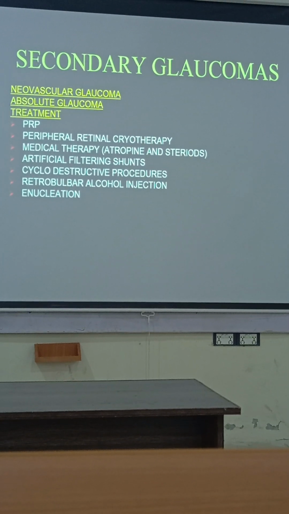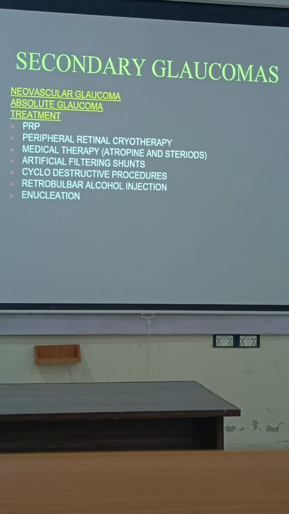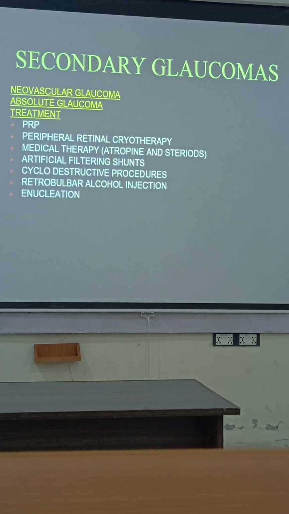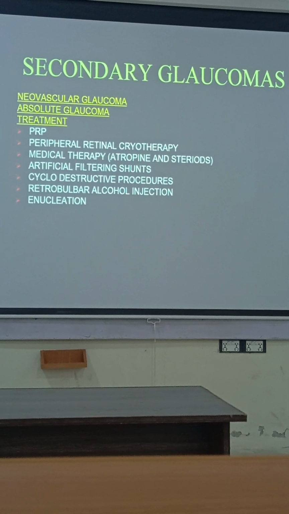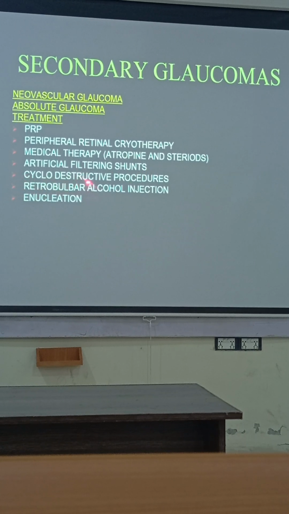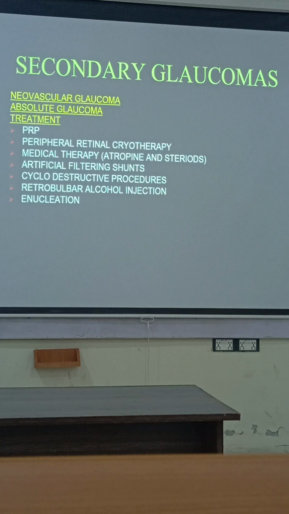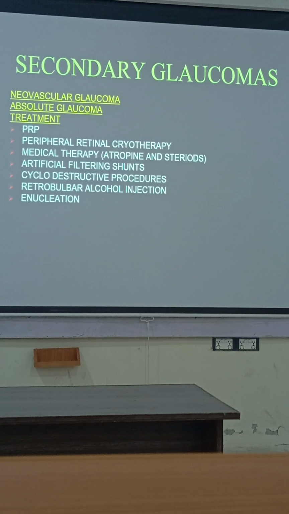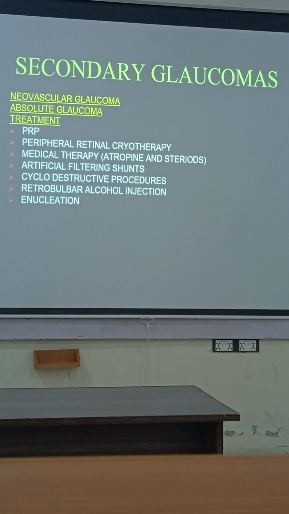Alternatively, you can use cryotherapy, that is the freezing, to destroy the ciliary body so that it does not create the aqueous humor. Artificial filtering shunts is an option. Cyclodestructive procedures, that is, there are procedures which cyclo means ciliary body, which destroy the ciliary body so that the intraocular pressure is decreased by decreasing the production.